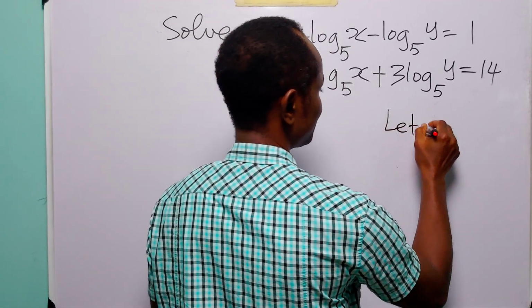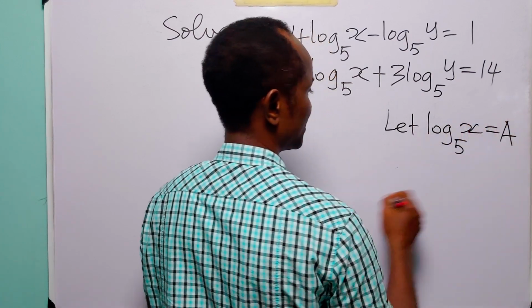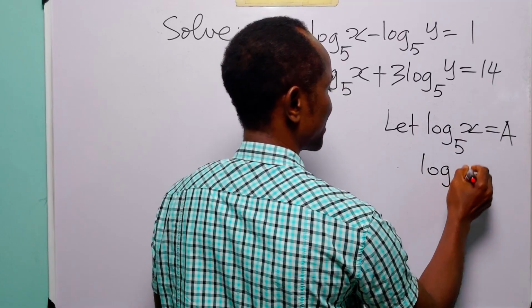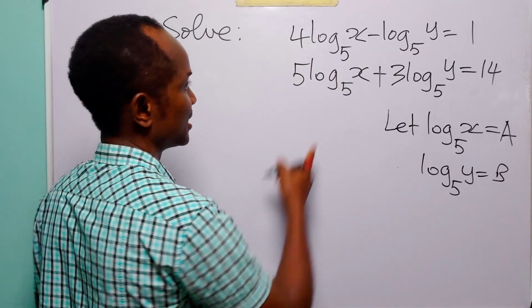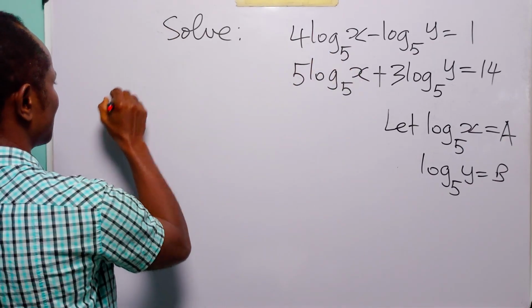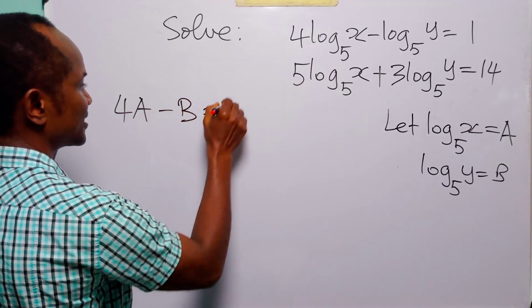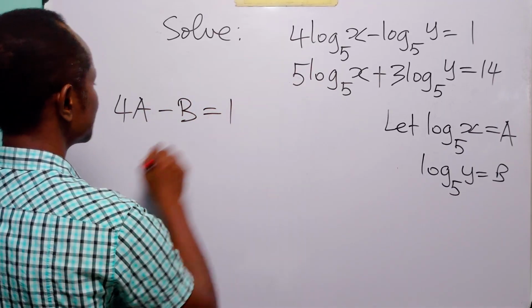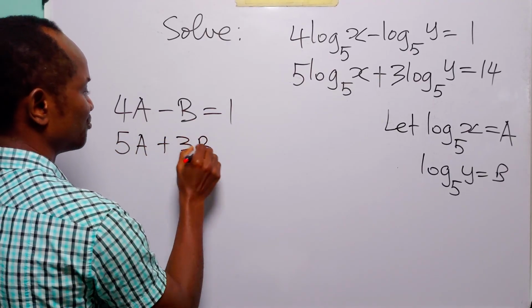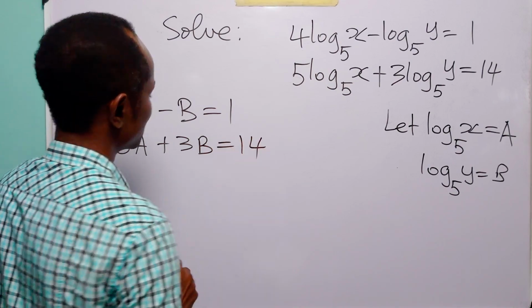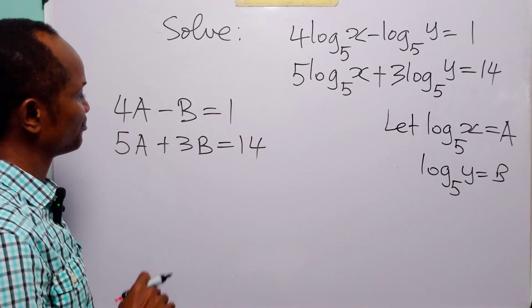Let log to base 5 of x be equal to a, and log to base 5 of y be equal to b. Now with these two substitutions, these equations can be written as 4a minus b is equal to 1, and in this case 5a plus 3b is equal to 14. Now you can see that we have a system of linear equations in a and b.